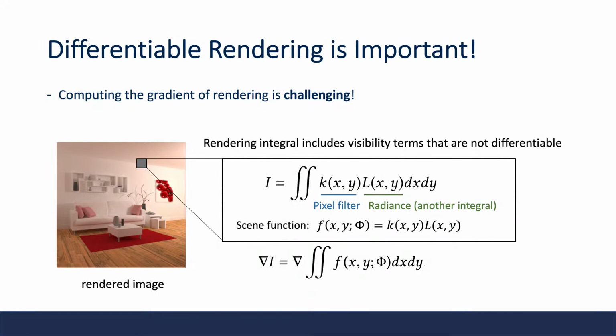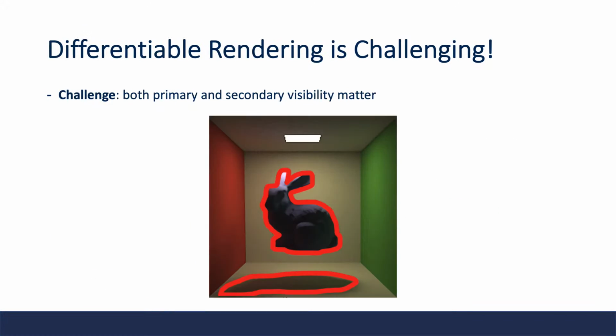People usually rely on Monte Carlo estimation to approximate the pixel value I. However, we cannot take the naive approach of applying the same Monte Carlo sampler to estimate the gradient, since the scene function f is not necessarily differentiable with respect to the scene parameters. Here is a more intuitive example. If you move this bunny a little bit, you need to consider the pixel changes at the boundaries, and also how the shadow will change. Therefore, it's difficult to calculate the gradient with respect to the scene parameters, and the major challenge of differentiable rendering is the visibility term.